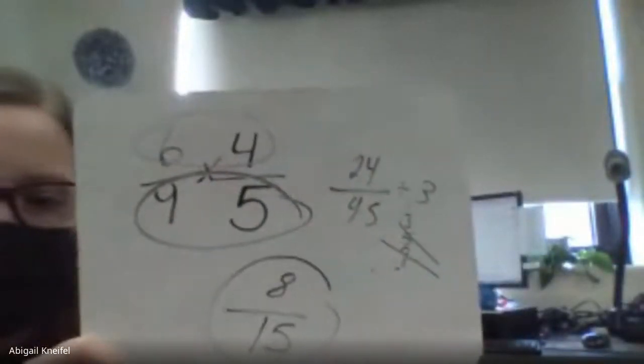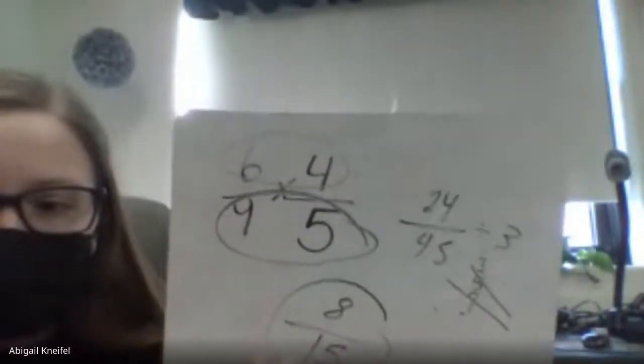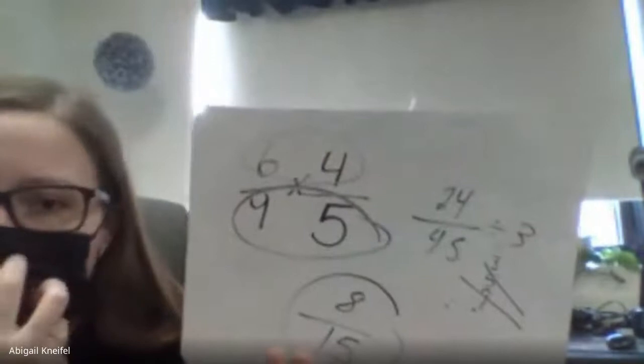Fun fact. Remember, it's important to simplify. I didn't know that 3 could go into 45. Okay, that's fine, Mia. Yes, 3 can go into 45 because 45 is a multiple of 9 and 3 can go into 9. So that's why it's important to at least try different numbers.